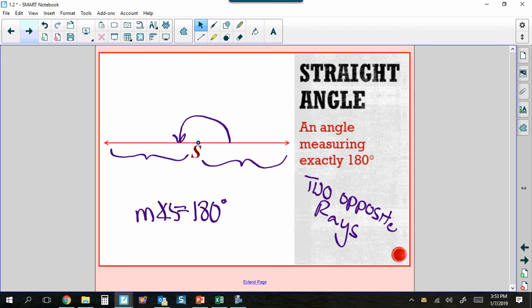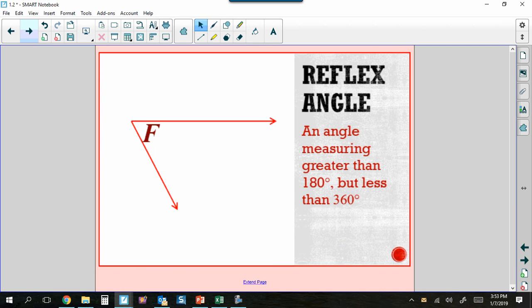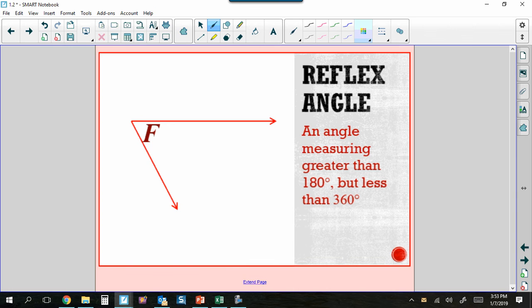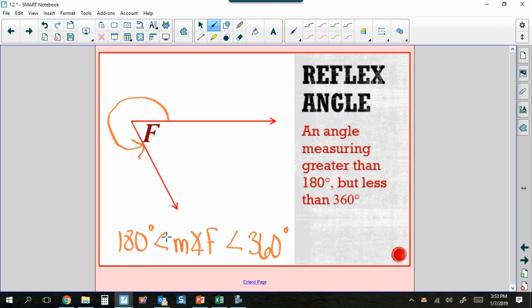Okay, and now we're on to our last one, which may be a new vocabulary word. It's called a reflex angle. A reflex angle is going to be any angle that has a measure greater than 180 but less than 360. So we're not talking about the angle inside here. We're actually talking about all the way around out here. That's going to be your reflex angle. So the measure of angle F is going to be less than 360 but greater than 180. So similar to your obtuse angle, you have a range of numbers that are possible.